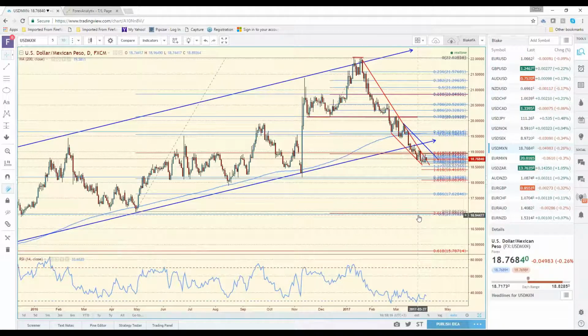We just had Mexican consumer confidence. That number came in stronger than expected, and that happened just 18 minutes ago. And the peso actually is going down right now, not going up. So there are things that I'm looking at that are factoring into my decision making.